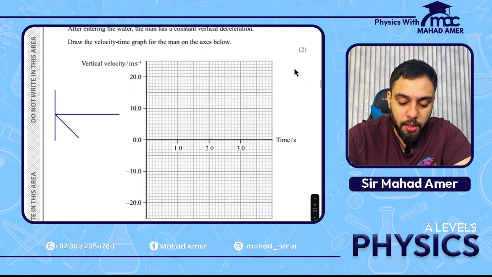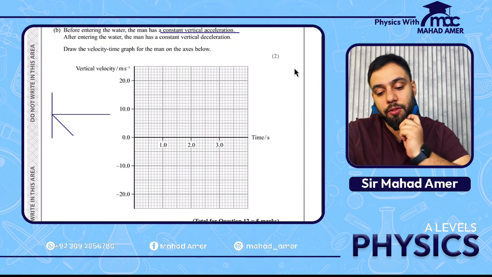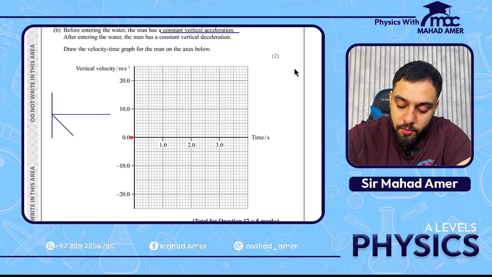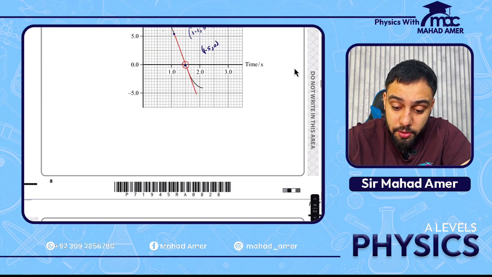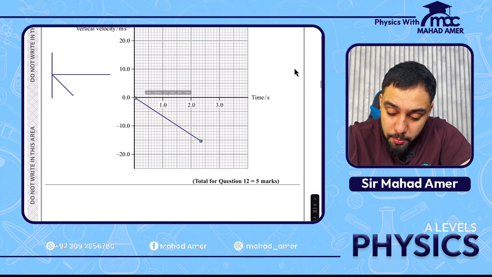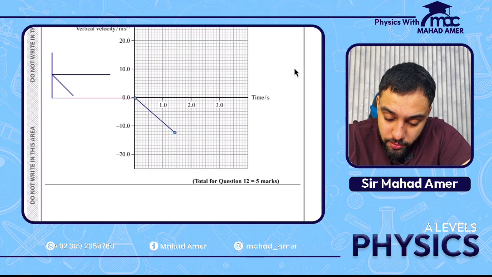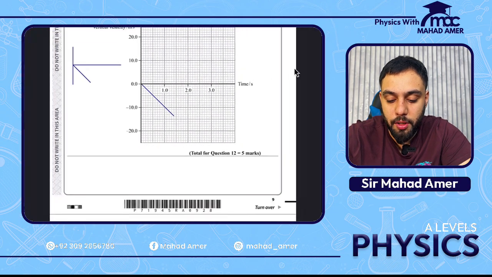So it's going to be negative acceleration throughout. It's going to be negative 13.8 meters per second. So the graph is going to look something like this. From 0 it's going to reach negative 13.8 at around 1.5 seconds. So till 1.5 there is a uniform acceleration, reaching negative 13.8, something like over here somewhere. This would be the shape. And moving on.